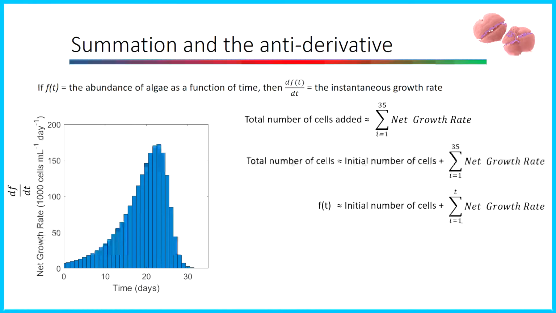It makes sense to call it f of t, because f of t is what we were originally calling the abundance of cells. And that's the reason that the growth rate is the derivative of f of t.